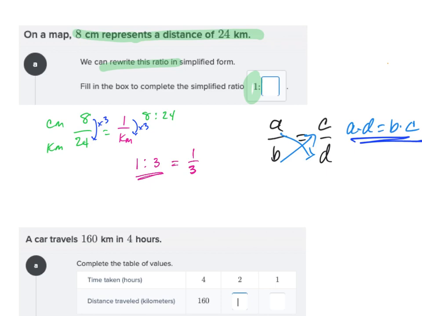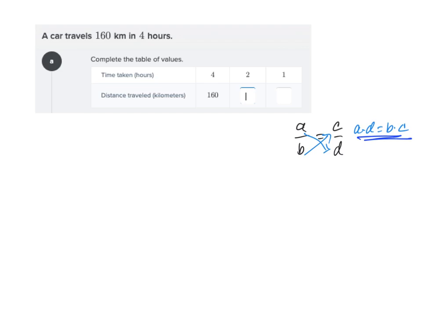A lot of you will call this one a fraction, but that's a fraction sometimes, but it's always a ratio. Okay, here we go. Let's move on to the next one. Okay, so this is building off that same thing.